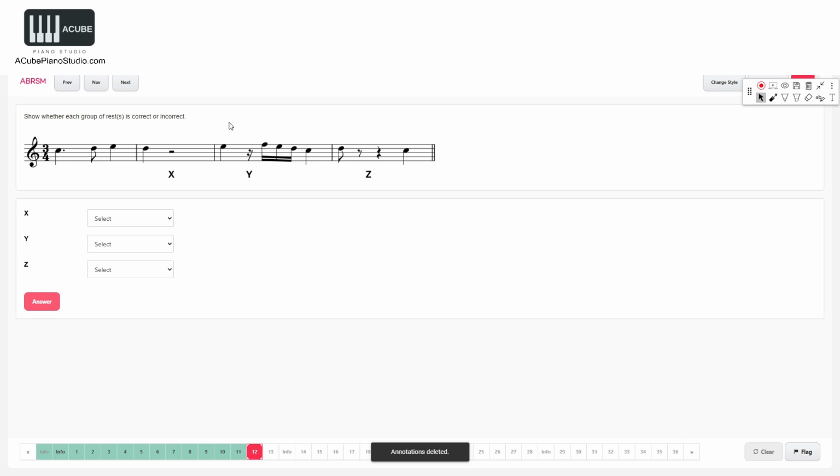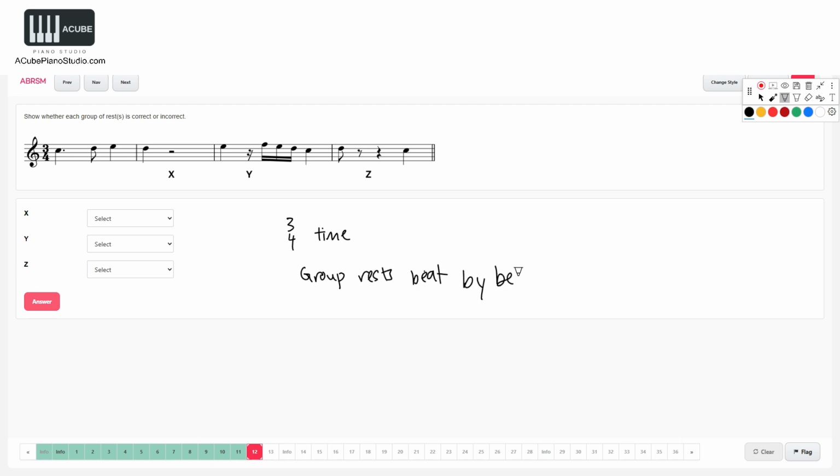Show whether each group of rests is correct or incorrect. So let's take a look at this. For your 3/4 time, we group the rests beat by beat, except if you have a full bar rest, then you just use the full bar rest. But if you take a look at X, Y, and Z, they're all not full bar rests. So we need to group the rests beat by beat.